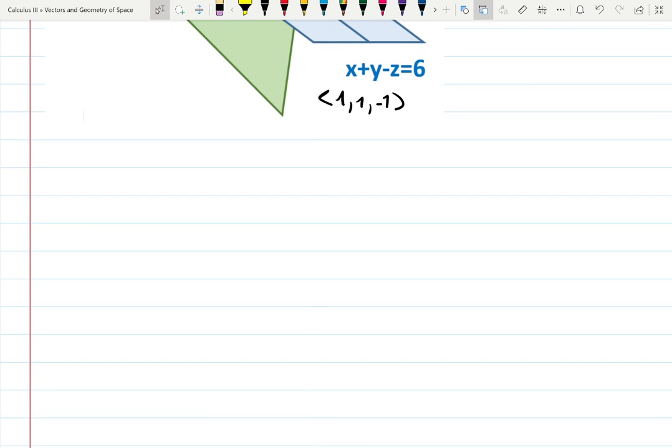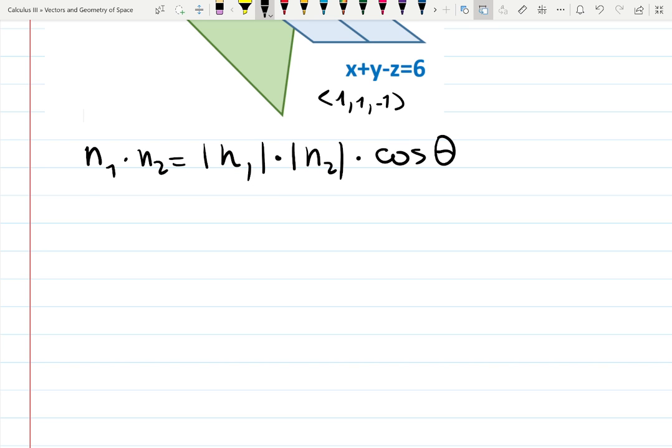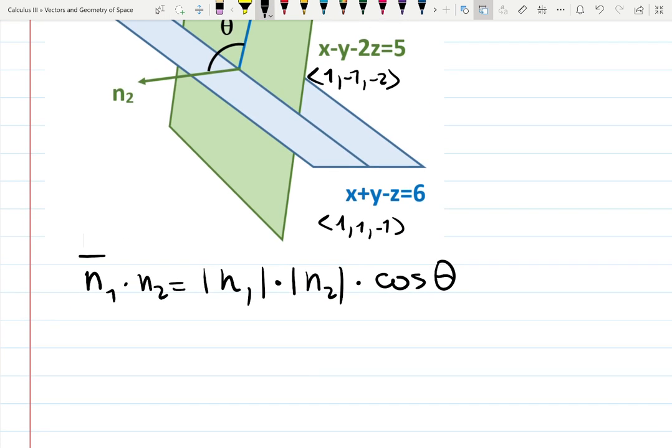Who remembers the formula? Is it A times B? N1 times N2, size of 1, size of 2. And then cosine or sine? Cosine of theta. You plug in here, right? So I just found N1 and N2. This is the dot product. Then you find the size of each, right? Multiply it. And then cosine is unknown, so you're looking for cosine theta, and respectively theta.